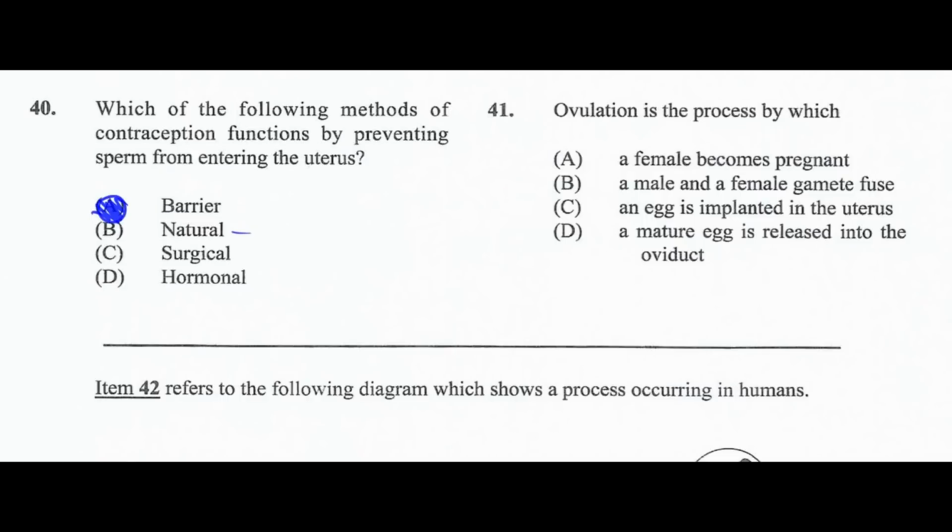Now 41, ovulation is the process by which an egg is released, so you want to look for that. A female becomes pregnant, that is conception, most likely fertilization. Or would that be copulate? No, that's different. A male and a female gamete fuse, that's fertilization. An egg is implanted in the uterus, that's implantation. And a mature egg is released into the oviduct or your fallopian tubes, right? That's ovulation.